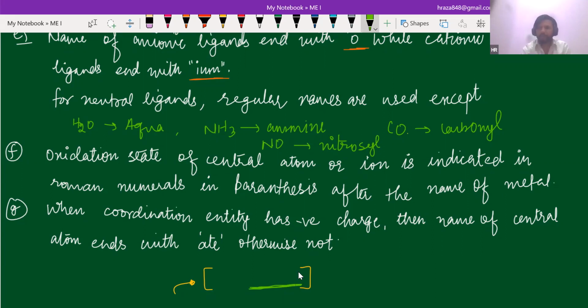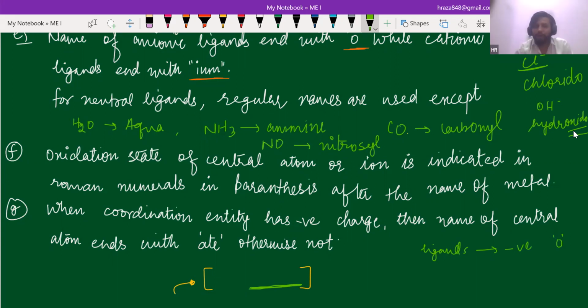Now, the first point is if the ligand is negative, then we end its name with O, like Cl negative. We know that chlorine is a negative ligand with the name chloride. So in IUPAC, you write it as chlorido. OH minus is hydroxide, right? But now you end this name with O, so it becomes hydroxido. Is that clear?